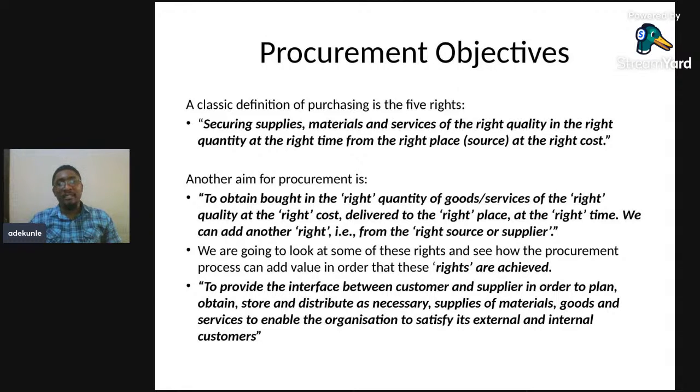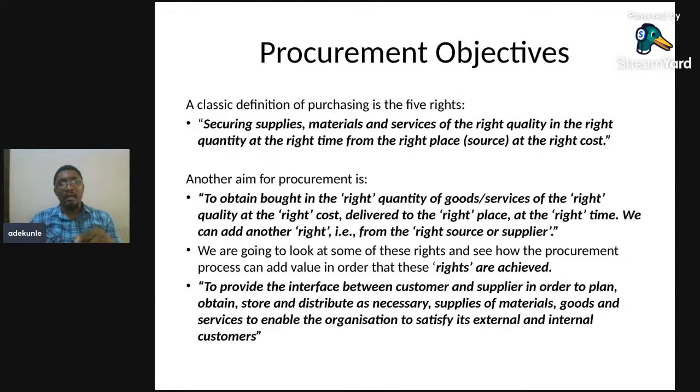Now, what are the five rights? Your objective for procurement should be defined as securing supplies, materials, and services of the right quality in the right quantity at the right time from the right place at the right cost. So these rights should guide your buying process. What rights am I saying? The right quality, the right quantity, the right time, from the right place, which is the source, and the right cost. The costing is the price.